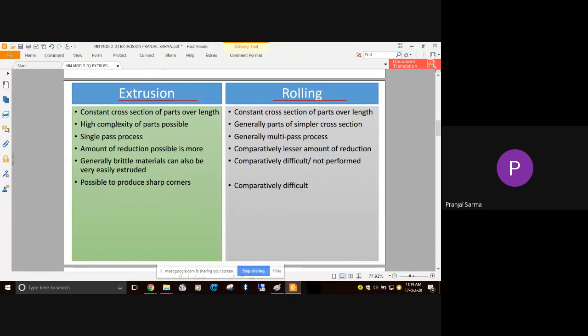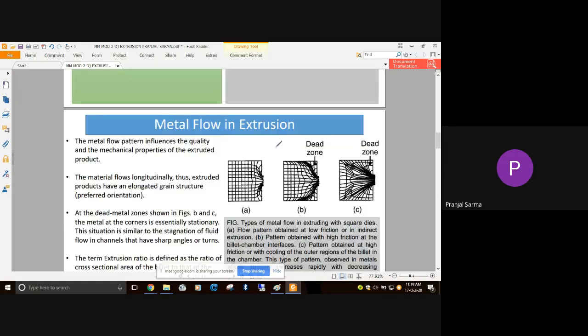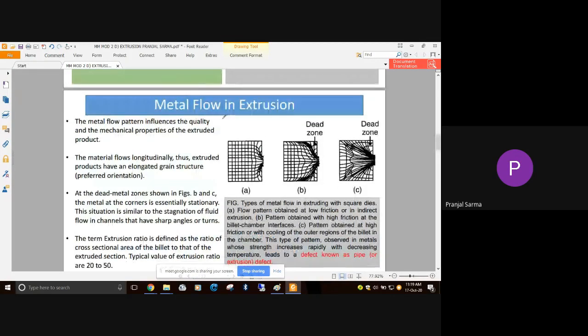Later we compared the extrusion process and the rolling process. They are similar in that we generally get a constant section over the length in both cases, but the complexity of the parts as well as the amount of reduction possible are generally greater in extrusion compared to rolling. Similarly, sharp corners we can get, and extrusion is generally a single pass process, but rolling is mostly multi-pass.